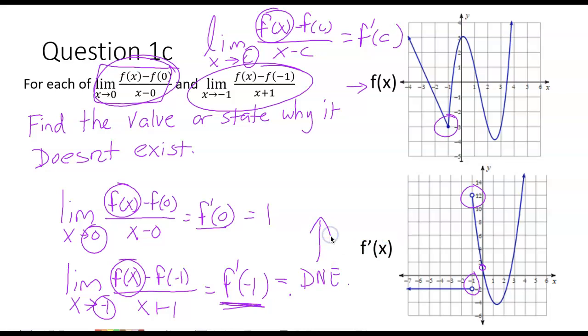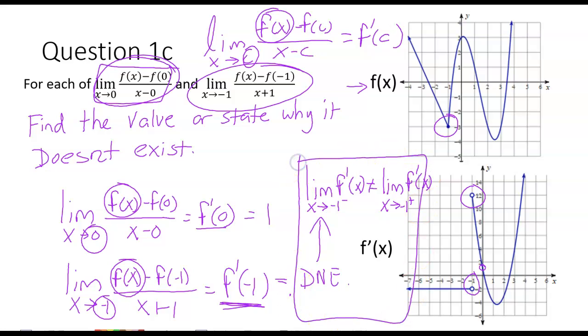Well, if you look at our notes from over the weekend, whenever you have a cusp, the derivative doesn't exist because the limit as x approaches that value for the derivative from the left is not equal to the value of the limit as x approaches that value of the derivative from the right. Okay? So that's our reason why this one does not exist. So you have that and you have that.